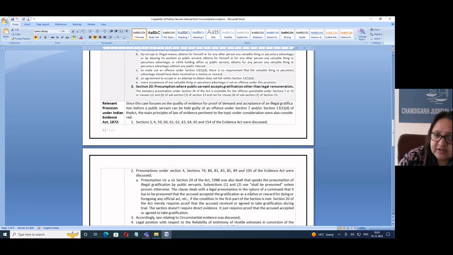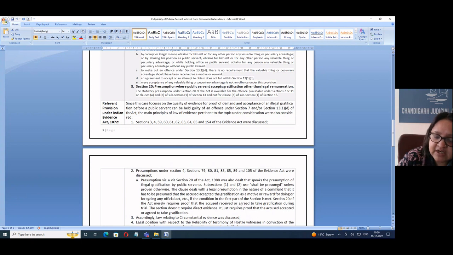It was also observed that the presumption vis-a-vis Section 20 of the Act 1988 was also dealt with. That speaks of the presumption of illegal gratification by public servants. Subsections 1 and 2 use "shall be presumed unless proven otherwise." The clause deals with a legal presumption in the nature of a command, that it has to be presumed that the accused accepted the gratification as a motive or reward for doing or forgoing any official act, etc., if the condition in the first part of the section is met.